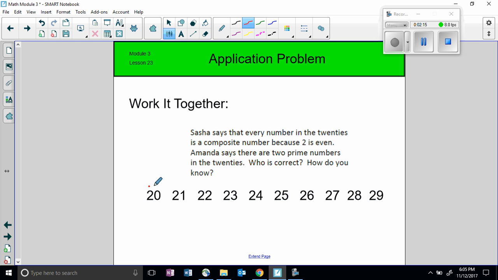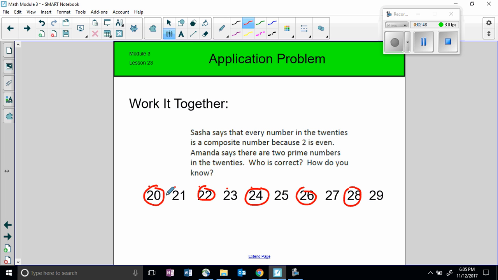Well, this 2 does not make these numbers even. I'm going to circle the ones I know are composite because they are truly even. Because to find out, you would look at the end. 0, 2, 4, 6, 8. All of those I know for a fact are composite because they are even.